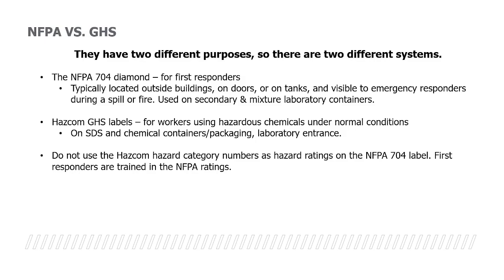The second part that we'll talk about is what they call the HazCom Global Harmonization, or GHS, labels. Okay, these are for workers using the particular chemical under normal working conditions. The other thing too is on safety data sheets and chemical containers, packaging, and laboratory entrances, you're going to find the GHS labels located in those particular locations. One thing you do want to remember is do not use the HazCom hazard category numbers as hazard ratings for the NFPA 704 diamond, because the first responders are trained in the NFPA rating system. Big difference.